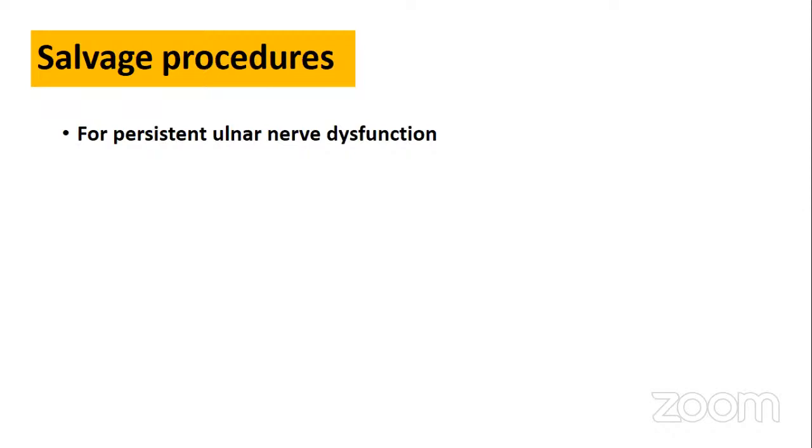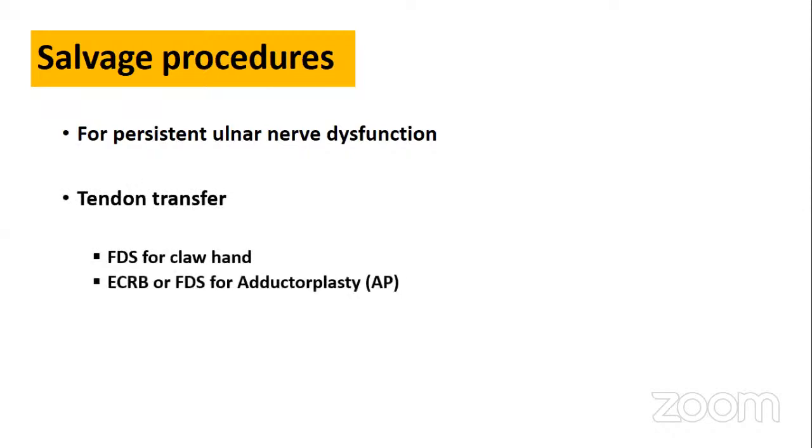Salvage procedure for persistent ulnar nerve dysfunction is basically tendon transfer. You can use FDS or ECRB for adductoplasty. Adductoplasty is not commonly described, but this is one area where you can do it. And the FDP of the median nerve distribution can be sutured side to side to the ulnar nerve FDPs, so that they act in unison. So that is an easier way of doing it.